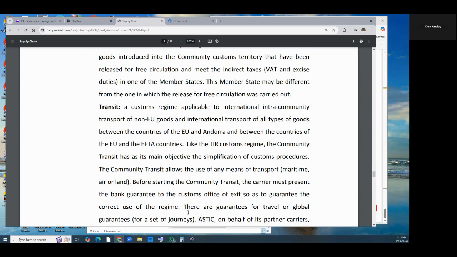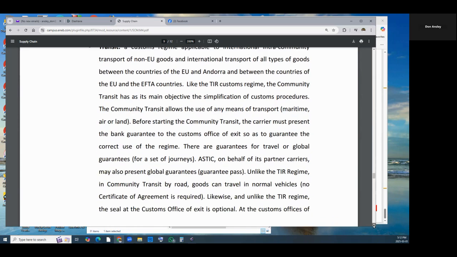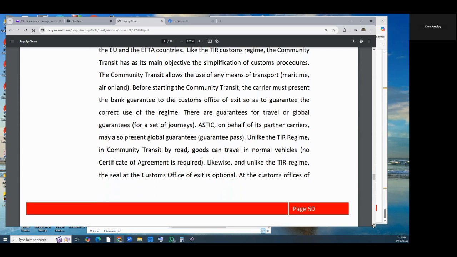There are guarantees for travel and global guarantees for such journeys. ASTIC, on behalf of the partner carriers, may also present global guarantees, guarantee pass. Unlike the TIR regime in the community transit by roads, goods can travel in normal vehicles. No certificate of agreement is required. Likewise, and unlike the TIR regime, the seal at the customs office of exit is optional.